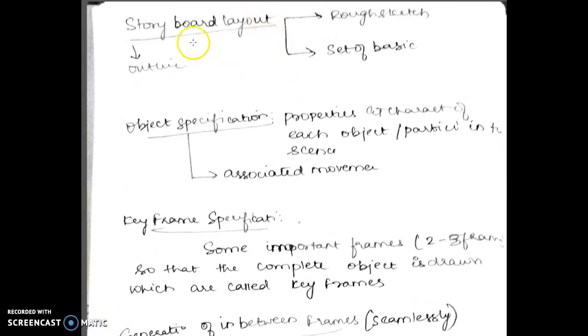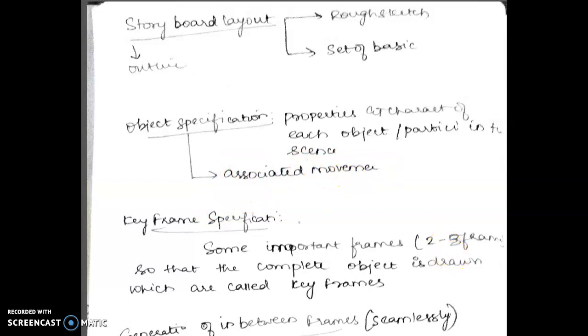So the first is the storyboard layout. This is also known as the outline or rough sketch. What they do in this is, they will make some rough sketch of how the animation is going to be. So this is a very important and basic task. Next is object specification. What all objects are going to be presented in the animation, their properties, the characteristics of each object in the scene will be specified, and these objects will be associated with movements.